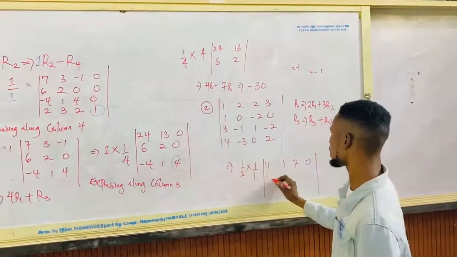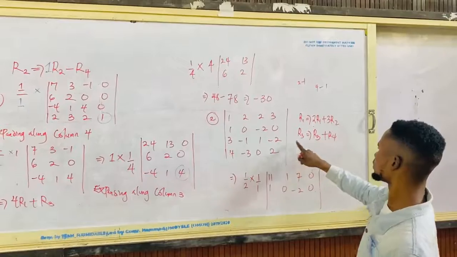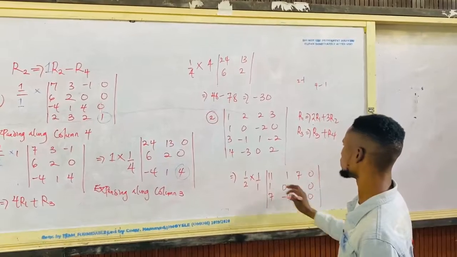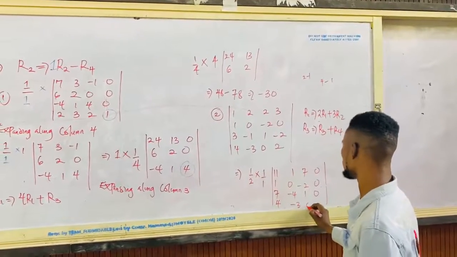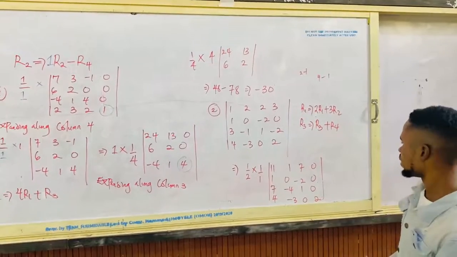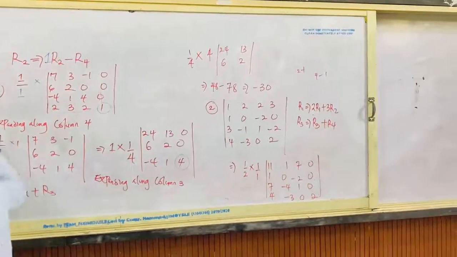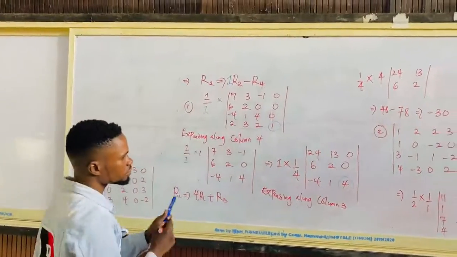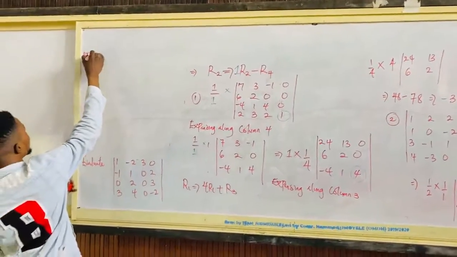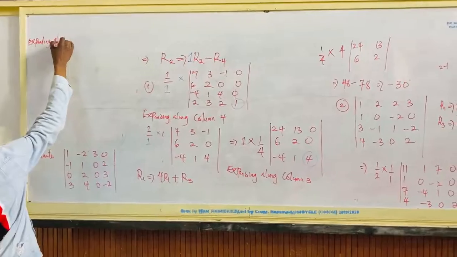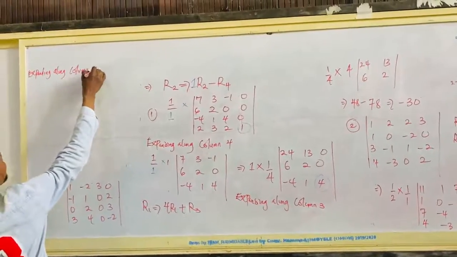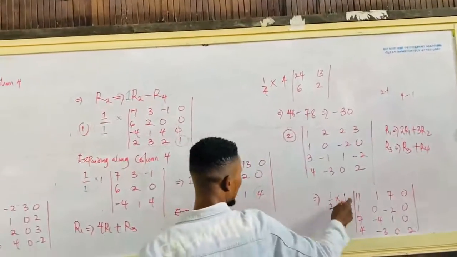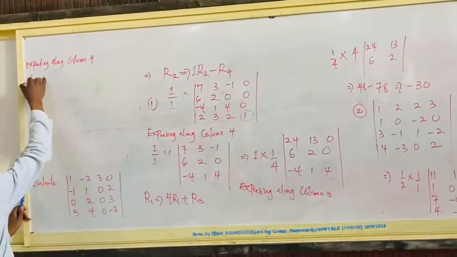Then we write this again. 1, 0, minus 2, 0. Now, row 3, add 7 minus 4, 1 is 0. Then write this again. 4 minus 3 is 0, 2. Now, expanding along column 4, so we take this 2, neglect this. So that will be 1 over 2 times 1, that's 1 over 2. Then times 2, that's 1 over 2 times this 2.